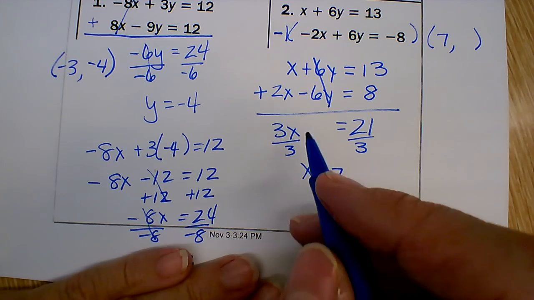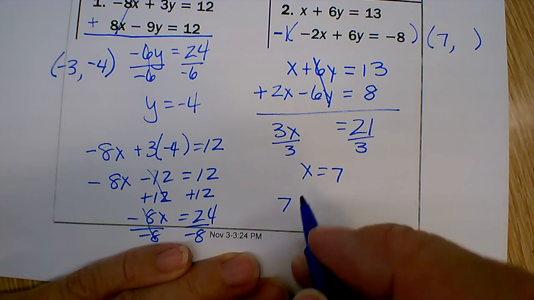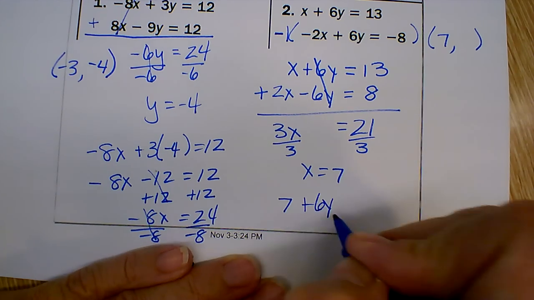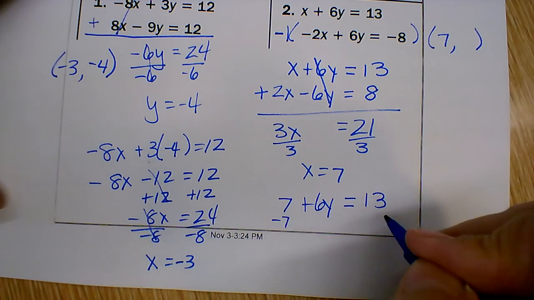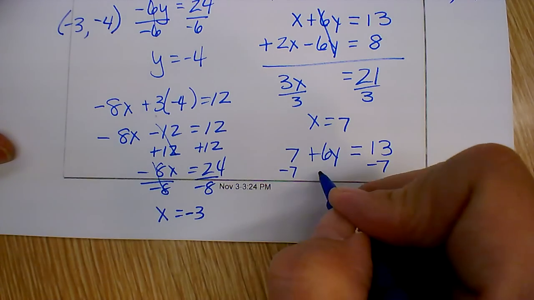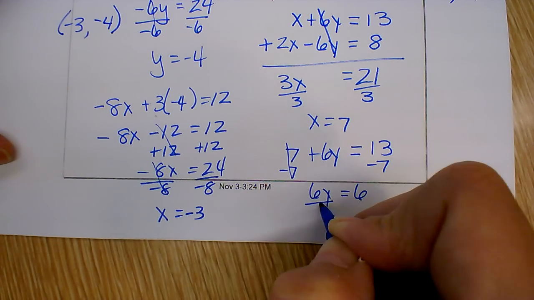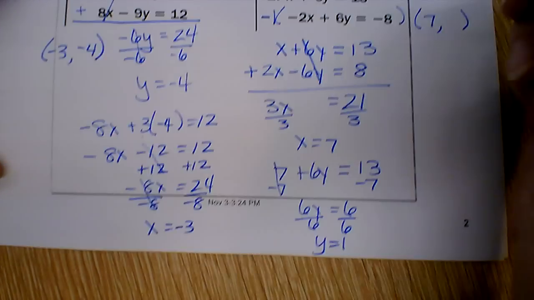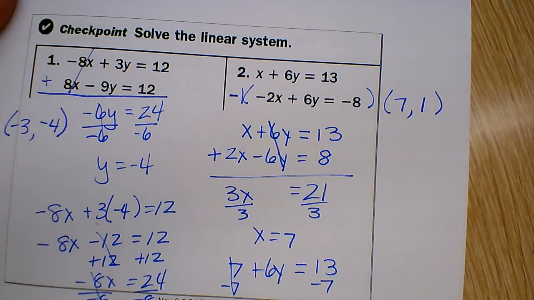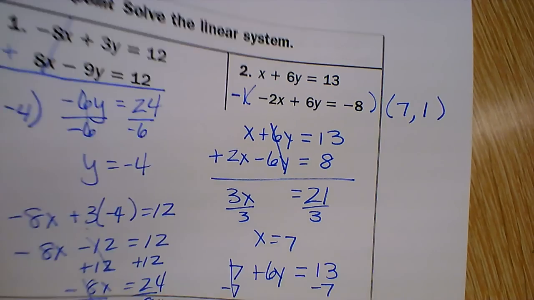I'm going to go back to one of my original equations. Plug in 7 for x plus 6y equals 13. Subtract 7 from both sides. I've got 6y equals 6. Divide both sides by 6. Y equals 1. So I come back up to my solution. My y coordinate is 1. So the solution to this system is 7, 1.